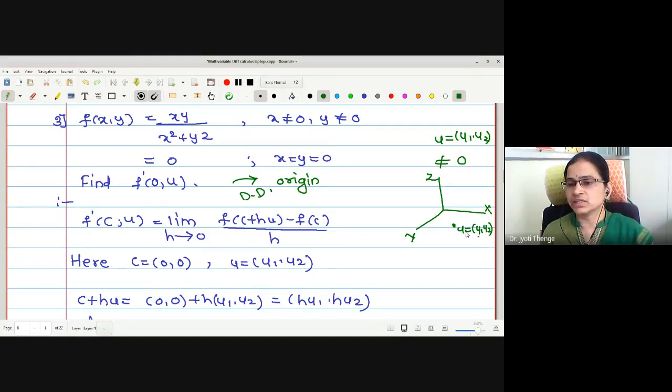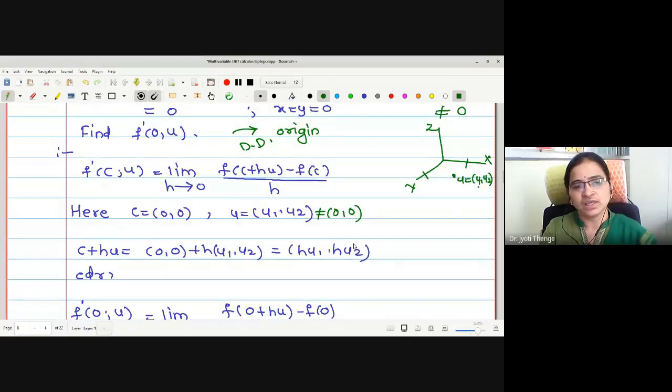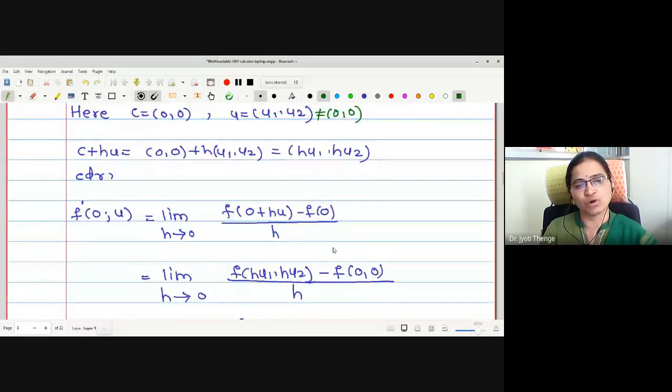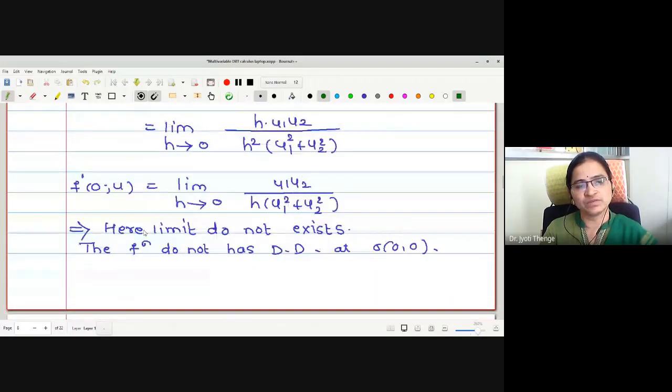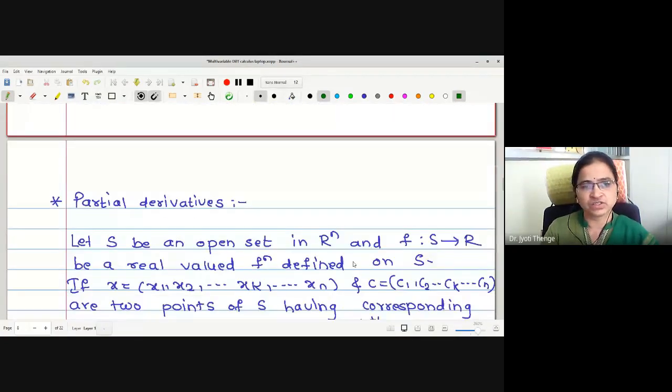But if one of the components is 0, that is if u1 is 0, the point will be along the y-axis, and if u2 is 0, the point will be along the x-axis. Therefore, generally we were considering this vector u to be not equal to 0, 0. That is, u1 is not 0, u2 is not 0, because at 0 the directional derivative is 0 always.